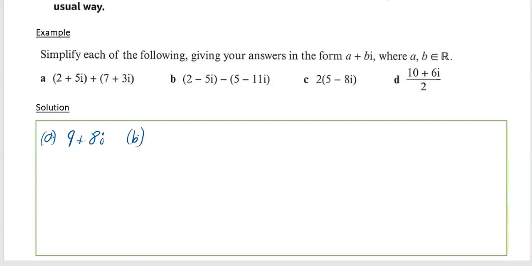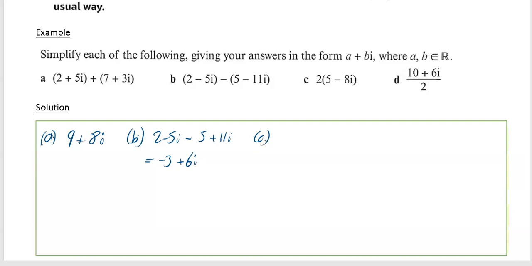Okay, for part b, we're subtracting. So I'm just going to write this one out. It's just a wee bit trickier with the subtraction. So I'm just going to write this out getting rid of the brackets. So it's going to be minus 5 and then minus 11i, which is going to be plus 11i. So that's the only reason I wrote that out. And then the real parts are 2, then minus 5, which becomes minus 3. And the imaginary parts are minus 5i plus 11i, which is going to be plus 6i.